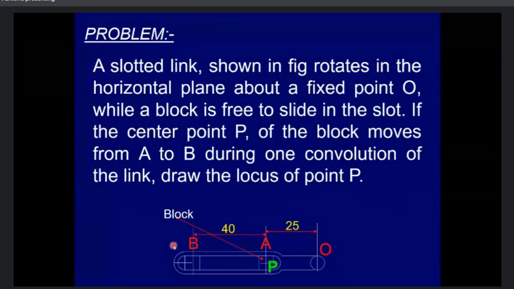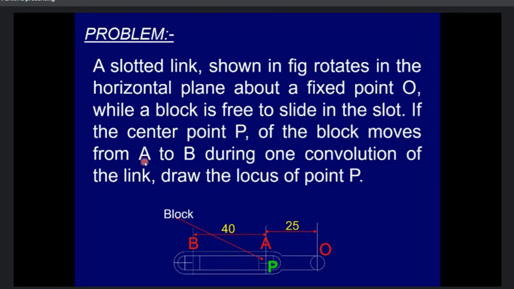One more question we are going to solve today. This is a slotted link as shown in the figure. Now, as you can see, there is one slider here, a point A, or you can say a block here, and this block is going to move from point A to point B. It is going to freely slide here.